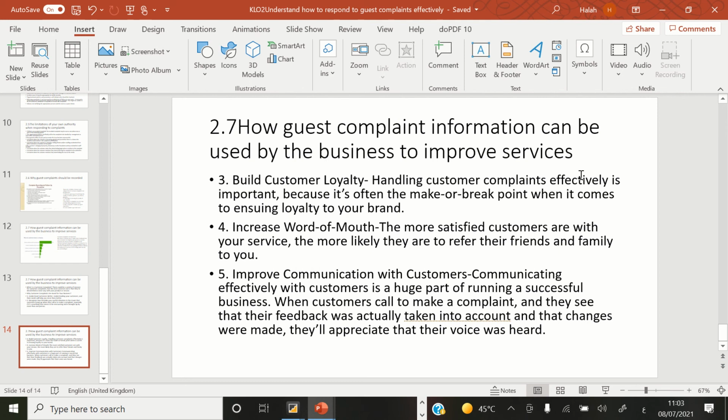Word of mouth increases. The more satisfied customers are with your service, the more likely they will speak about your service to their friends and families. Always try to communicate effectively with customers, and consider this a big point in the success of the business.